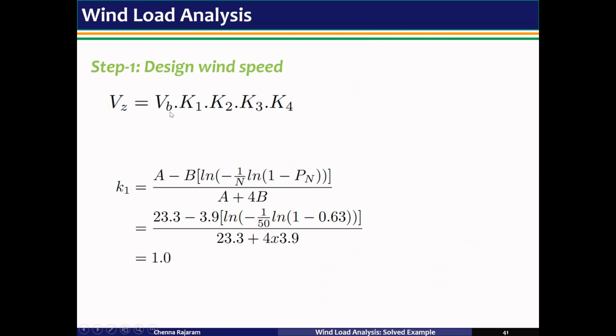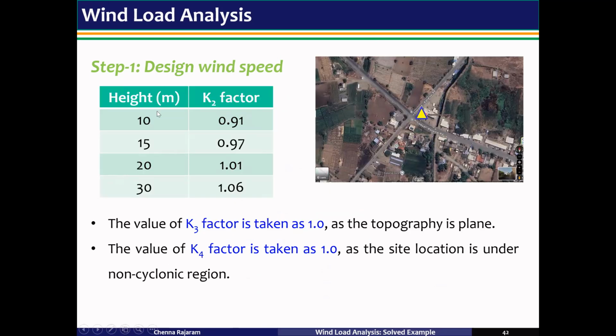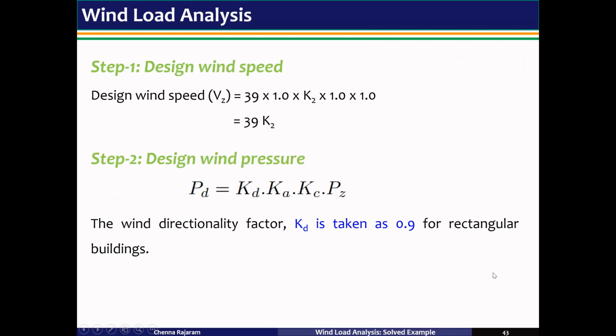The design wind speed Vz is calculated as Vb, K1, K2, K3 and K4. K1 is calculated using an equation which I discussed in the earlier slides. K2 is calculated for different heights. For up to 10 meters height, the K2 factor is 0.91. For 15 meters height, 0.97. 20 meters is 1.01 and 30 meters 1.06. K3 factor is taken as 1 as the topography is plain. The value of K4 factor is taken as 1 as the site location is in a non-cyclonic region.